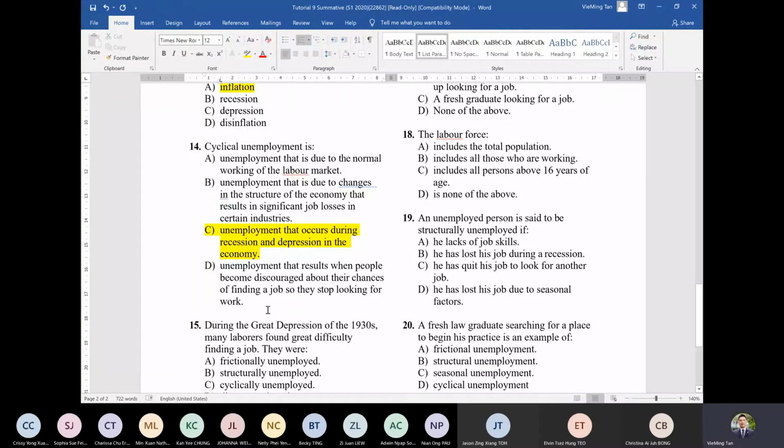Start looking for job. Because this one has already stopped looking for a job, it's not considered as unemployment anymore. These people already stopped looking for a job. That means they are not actively looking for a job anymore, so they are not considered part of the workforce anymore.